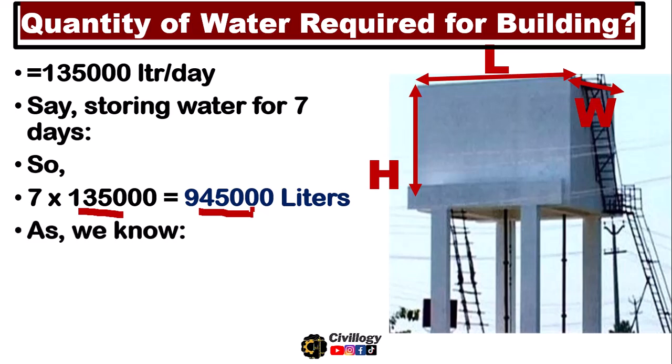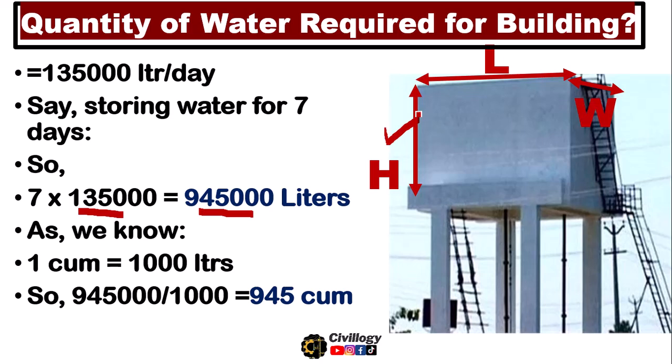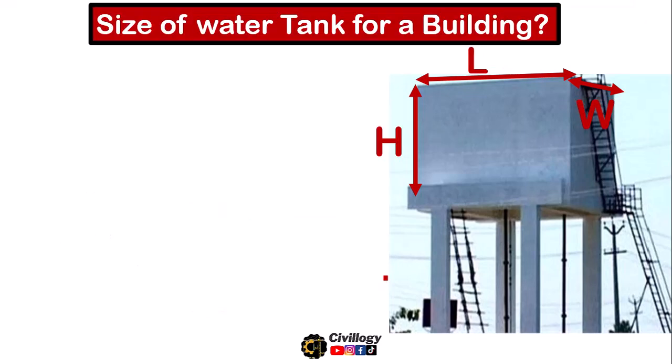As we know that 1 cubic meter is equal to 1000 liters, now we are converting liters into cubic meters so that we can easily decide the size of this water tank. By converting liters into cubic meters, we divide the quantity in liters by 1000 and get 945 cubic meters. So this is the total quantity required for a residential society of 1000 residents, storing water for 7 days.